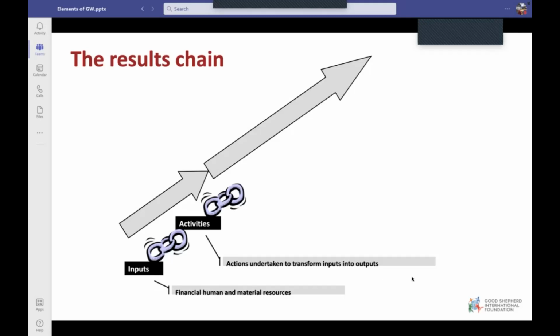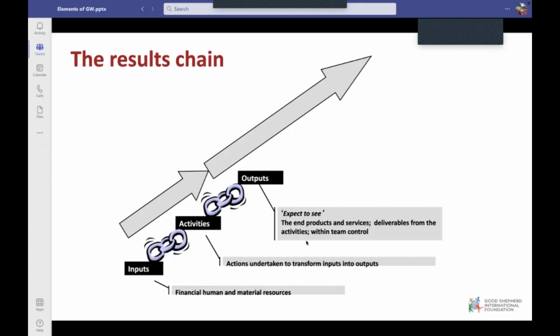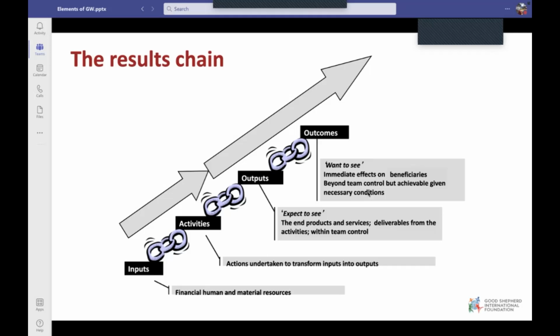When you do these activities, you hope to get these outputs, okay? The end product and services, deliverables from the activities which are within your control. These are things that you expect to see. So if you're running a residential program, what you expect to see would be, say if you have 20 girls, then your output would be 20 girls have access to primary education, if it's primary education, and safe space to stay, something like that. So that is the output that you expect to see, because you are in control from inputs, activities, and outputs, okay?